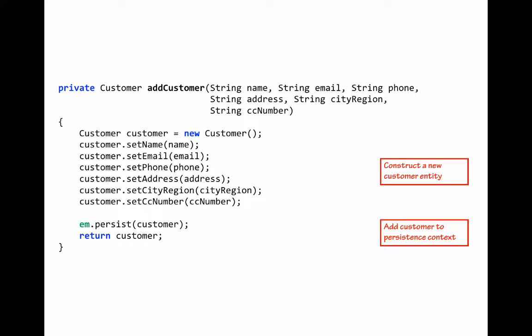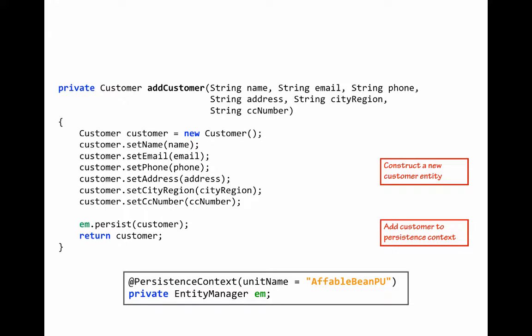The variable EM is the entity manager. The entity manager is also declared as an instance variable. It has the annotation PersistenceContext because that's what it manages. Like the session context, the entity manager is injected into the class by the container. The persist method tells the entity manager to add the entity to the persistence context.